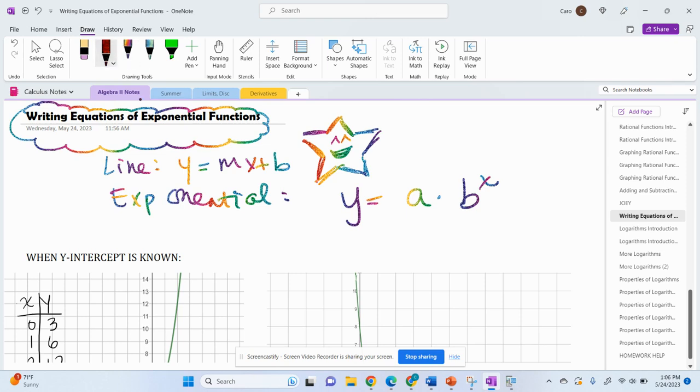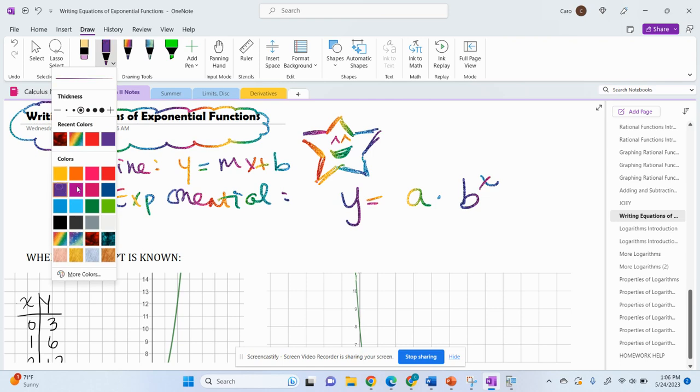And I just discovered my computer has these amazing multicolored pens, but I'll go back to a normal one.